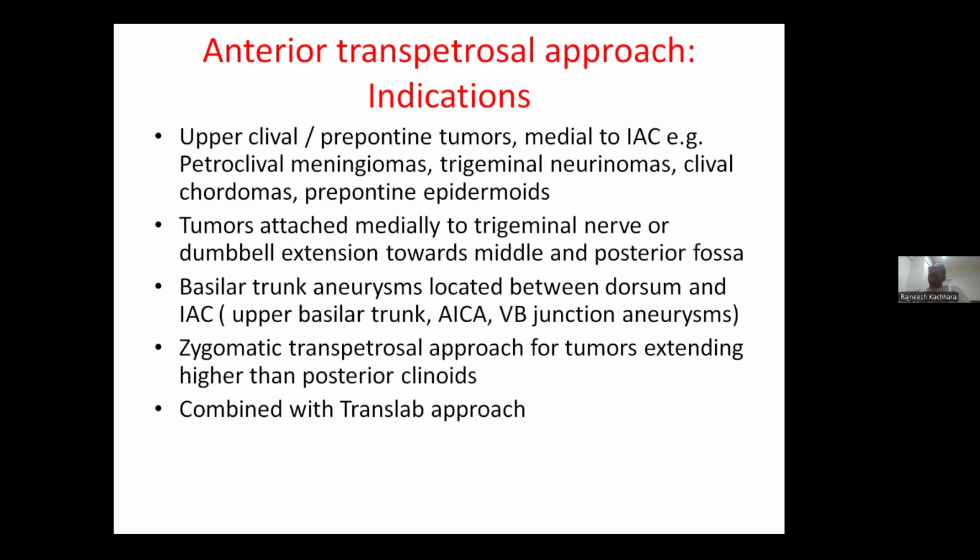This approach can be combined with the resection of the zygoma. Then it is called the zygomatic transpetrosal approach, which is sometimes required when the tumor is extending higher up, higher than the posterior clinoids. Then you need to have a lower access. By removing the zygoma, you can get better access to the lesions which are above the posterior clinoids. When the tumor is present medial to the ICA and also extending lateral to the ICA, then this can be combined with the translab approach, and you can excise these tumors.